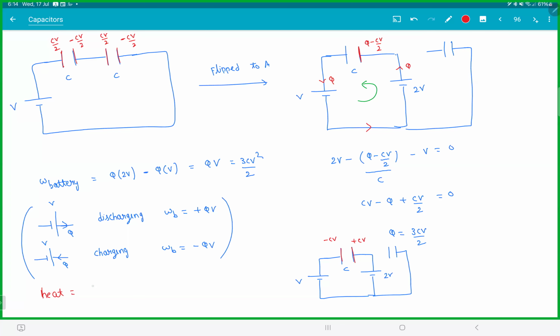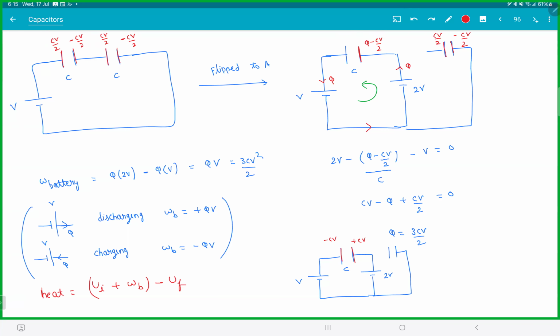Now heat produced will be U initial, which you can calculate: half CV by 2 whole square by this thing, half CV by 2, plus work done by batteries. You have to take both of them minus U final. Anyway, the right side capacitor is unaffected, so that will just remain the same. You need to bother only about the left capacitor. To find the energy in this left capacitor, find the final energy of the left capacitor and the work done by batteries.